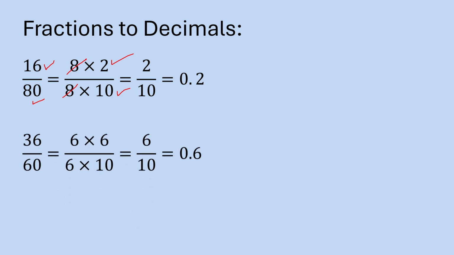Now the next example, it is the same as above. 36 divided by 60. 36 means 6 multiplied by 6, and 60 is equal to 6 multiplied by 10. So we can cancel the same factors. 6 divided by 10. So the final value is 0.6.